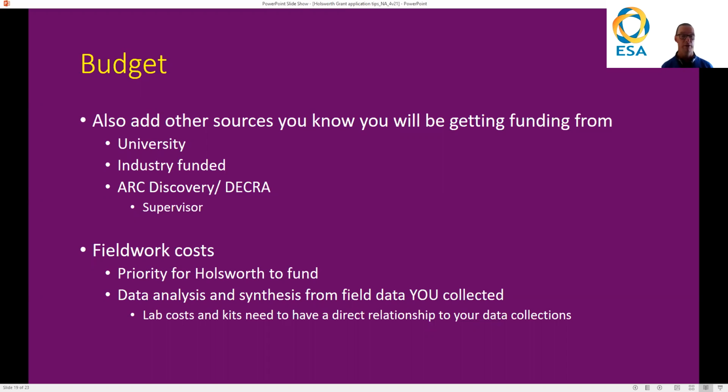Fieldwork costs are a priority for the Holsworth Fund to give funding towards. So if you have lab-based costs and field-based costs, the Holsworth has a priority to fund fieldwork. So make sure you take that into account when you're doing your budget. The lab costs and kits that you might need to use, you can put those into your budget, but make sure they have a direct relationship to the data you have collected previously, from a previous year or from a previous field trip.